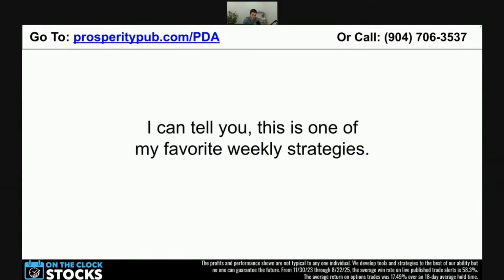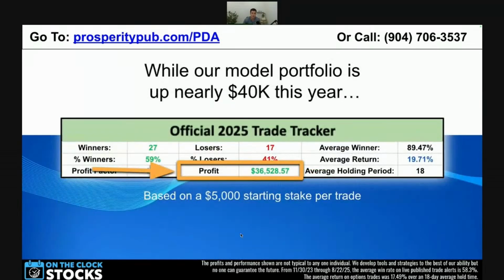Now, I can tell you that this is one of my favorite strategies to trade. In fact, if you've been following along, you know this is one of the bases of everything I do here. Let's look at this. Our model portfolio is up nearly $40,000 this year. Again, I told you we're on a crazy hot streak right now. I just looked. 20 of the last 26 trades were winners. We are killing it.